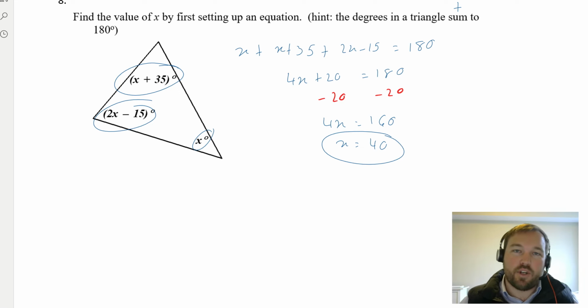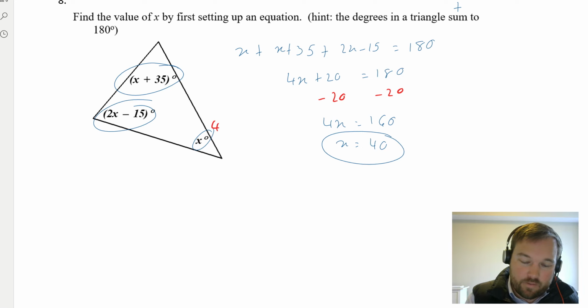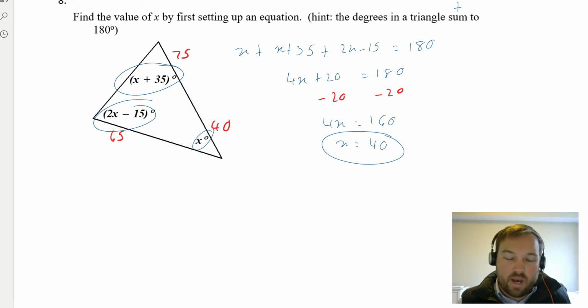And lots of people just stop at x equals 40, whereas really, you need to say, well, this one's 40, this one's 75, and this one is 65. And you do that by putting x into all of them. But you don't actually need to here. It's great. All we have to do is find x.